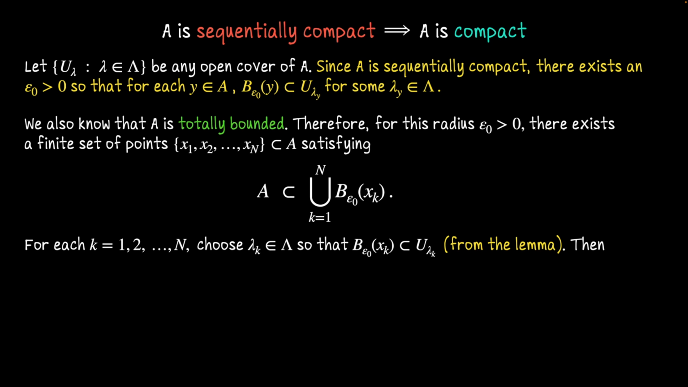Using the lemma that we just proved, for each member of this collection of epsilon_0 neighborhoods, there exists a member from the open cover which contains it. So for each index k, where k runs through the finite set from 1 to capital N, identify a U_{lambda_k} from the open cover so that the epsilon_0 neighborhood around x_k from that finite set of points is entirely contained inside of U_{lambda_k}.